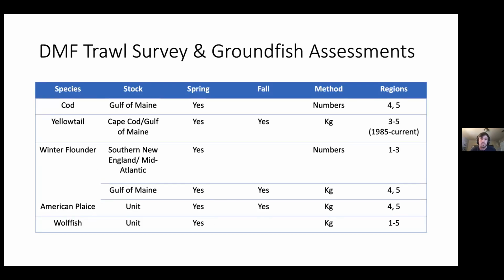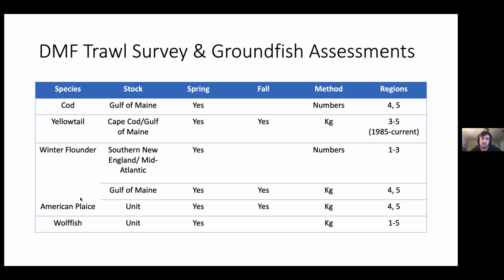So for the trawl survey, again, this is what I'm really interested in. This is going to be focusing on groundfish, because that's primarily what I work on. This table here shows all of the stock assessments that the state trawl survey is used in as a time series of abundance. And you can see the species over here on the left: cod, yellowtail, winter flounder, American plaice, and wolffish.